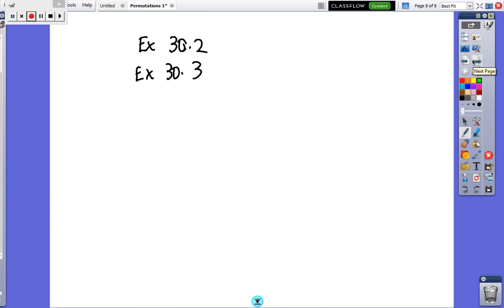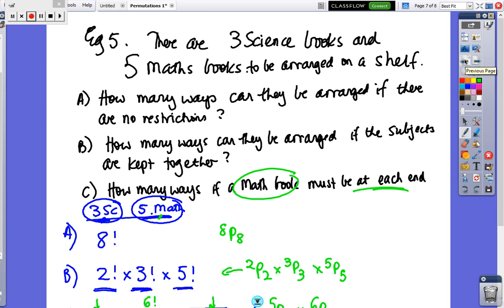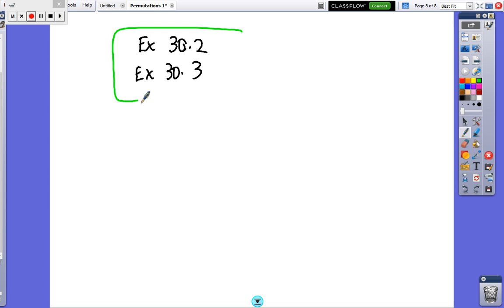Okay, that was the last one. Just checking again. Example 5. So example 6. No, there's no example 6. So on the Moodle, there's a straight chapter that I photocopied from one of the Jones and Couchman books. So it's 30.2 and 30.3. And that's probably enough work for about 2 lessons. Okay, thanks.